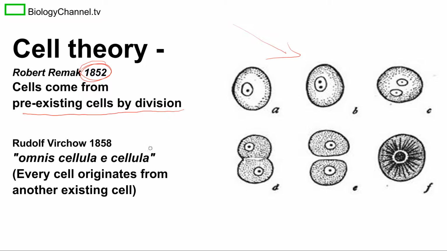However, this discovery and the phrase omnis cellulae cellula, meaning every cell originates from another existing cell, is attributed to Rudolf Virchow, who simply published Remak's work as his own. He just plagiarized Remak. Look at the dates.